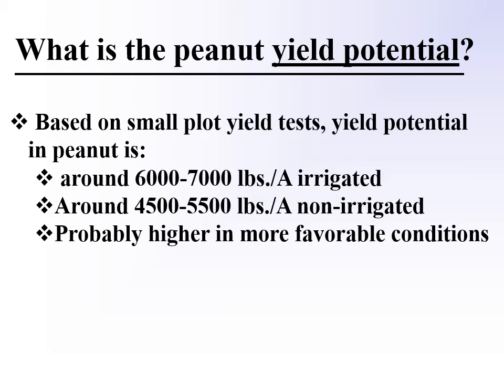The next part of the yield gap calculation is determining what the peanut yield potential is. And we can do that based on the small plot yield tests that universities such as the University of Florida grow. And we see that on average about 6,000 to 7,000 pounds per acre is achieved under irrigation, and about 4,500 to 5,500 pounds is achieved on non-irrigated tests. It's probably higher in more favorable conditions, but these tests are grown in the most favorable conditions that we can possibly achieve, and so they would come the closest to estimating the actual yield potential.